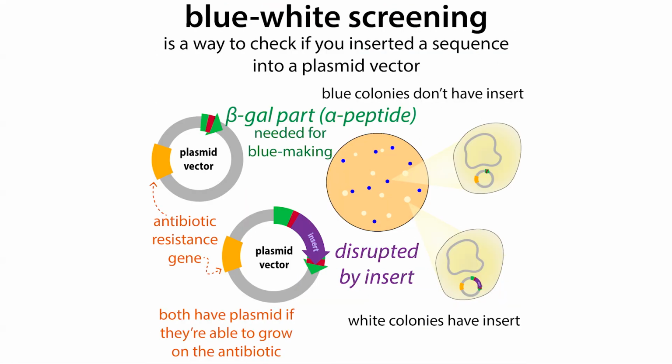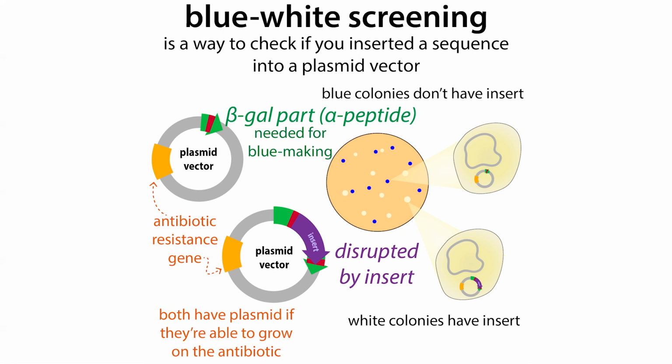And this is the idea with blue-white screening, where basically bacteria, if they have an uninterrupted gene for making this protein, they'll be able to turn this colorless compound blue, and if they don't have that gene, or that gene is interrupted, then it will be white. And so in this way, the bacteria will look different colors whether or not they have that intact gene. And you can use this to look and see whether your cloning might have worked.